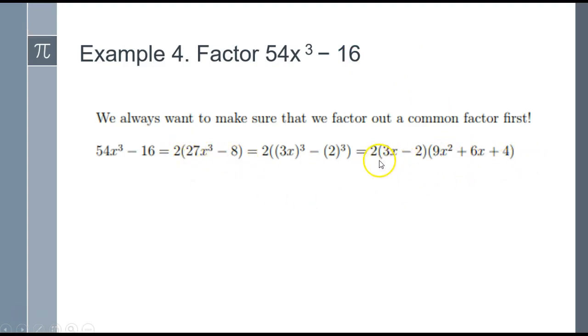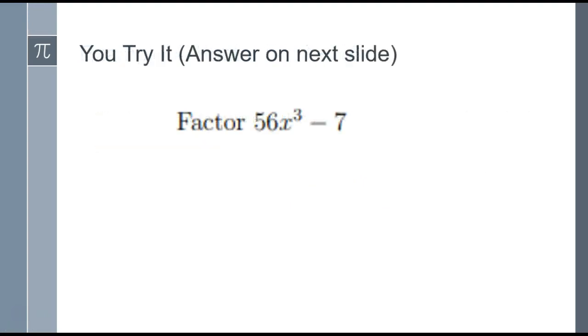So I keep writing the 2, but then I do the rest of the factoring kind of as if it wasn't there. So I get 3x minus 2, that's a minus b, and then a squared plus ab plus b squared. So look for that common factor first every time, particularly if you don't see the pattern right away. So let's try this one. It's very similar. Shut the video off and come back and check your answer.